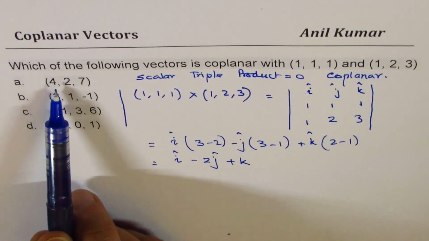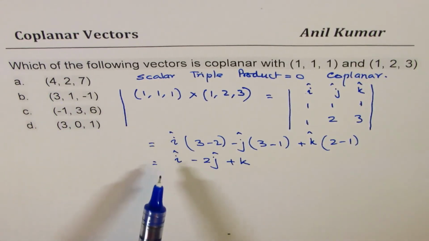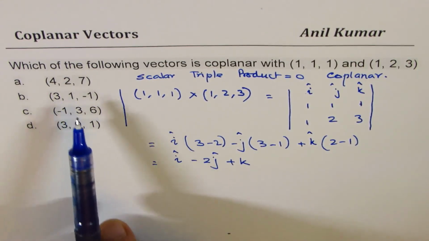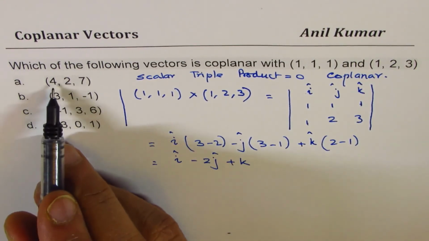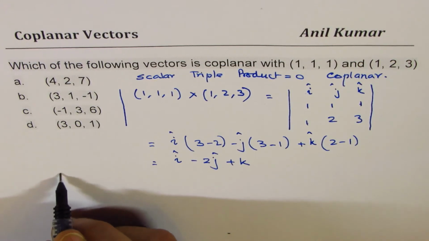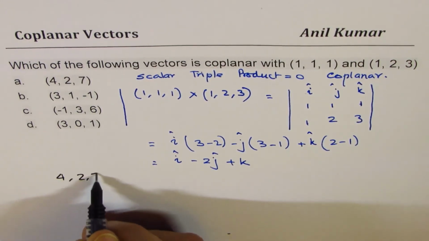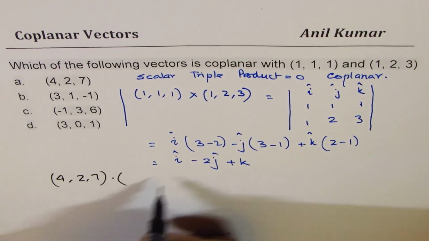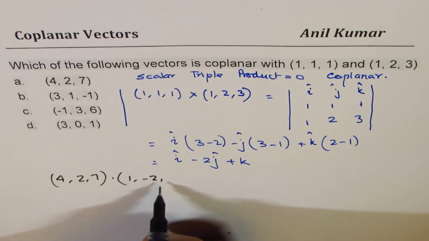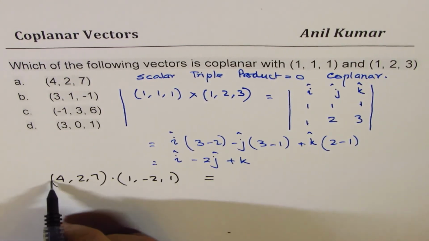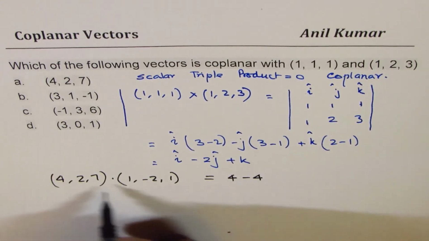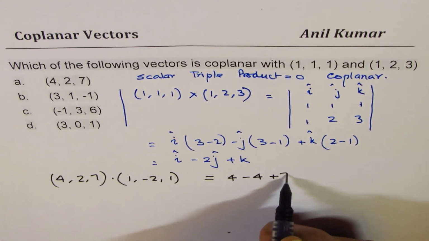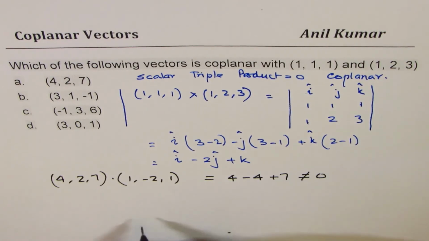Now we are going to do dot product with each one of them, and whichever gives us 0 will be coplanar, right? So let's begin by doing the dot product with (4, 2, 7). This is (1, minus 2, 1), correct? That gives us 4. 2 times minus 2 is minus 4. 7 times 1 is plus 7, and that is not equal to 0, correct?